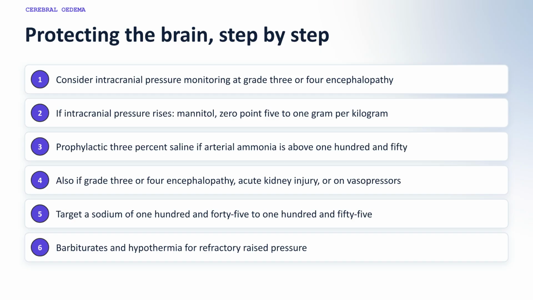Protecting the brain. Consider intracranial pressure monitoring at grade 3 or 4 encephalopathy. If the pressure rises, mannitol at 0.5 to 1 g per kilogram. Give prophylactic 3% saline if the arterial ammonia is above 150, or if there is grade 3 or 4 encephalopathy, acute kidney injury, or the patient is on vasopressors. Target a sodium of 145 to 155. And for refractory pressure, barbiturates and hypothermia.